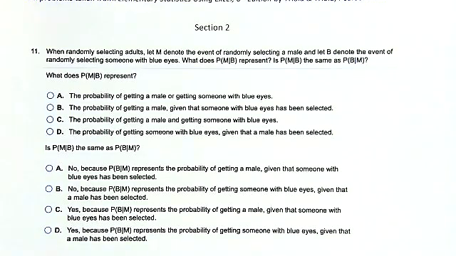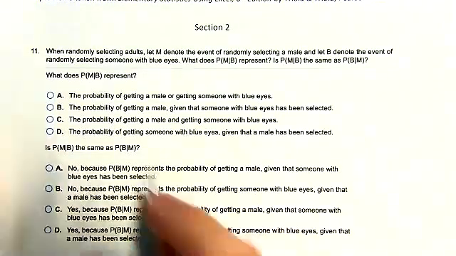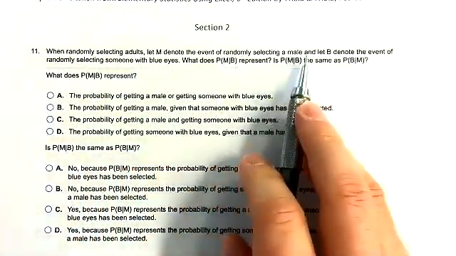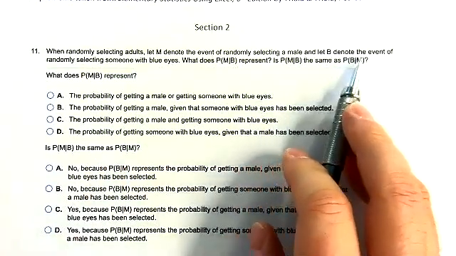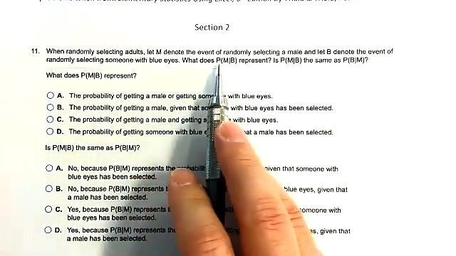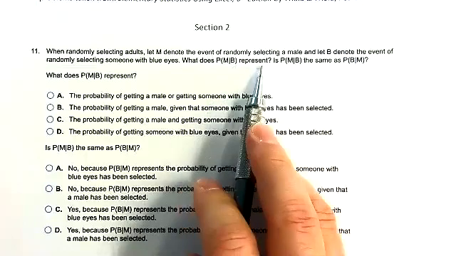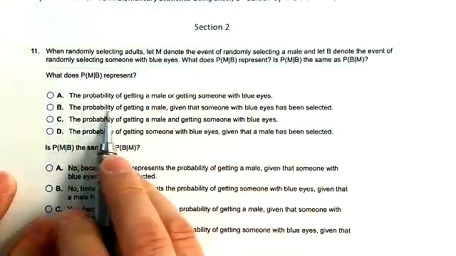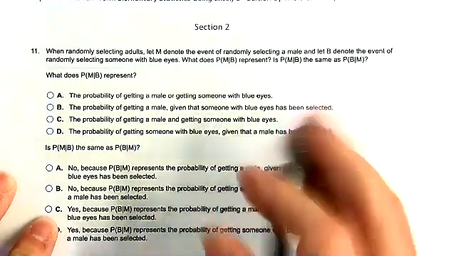So in 4.2, we will continue the discussion of probabilities, and we'll learn a few more tricks to solving these sorts of problems. So let's look at number 11. When randomly selecting adults, let M denote the event of randomly selecting a male, and let B denote the event of randomly selecting someone with blue eyes. What does P(M | B) represent? So let's just look at the answer and then we can talk about it. The answer is B, the probability of getting a male given that someone with blue eyes has been selected.